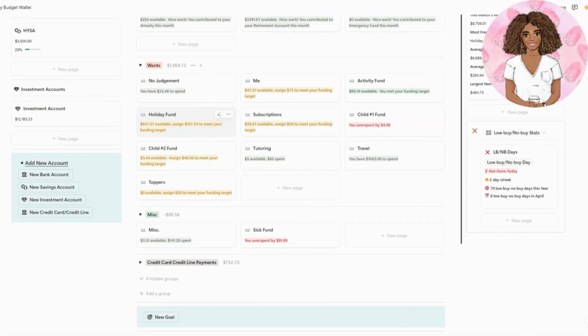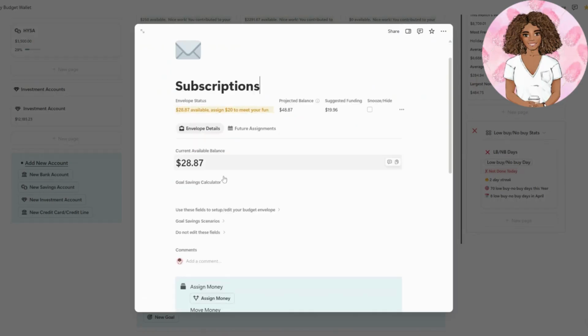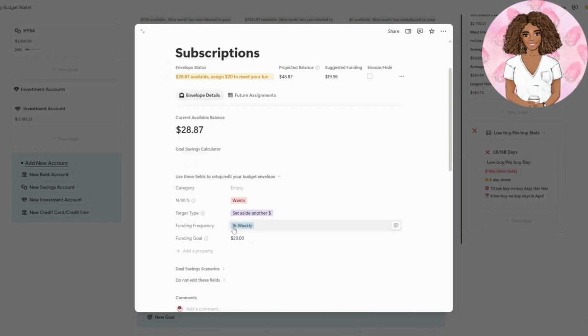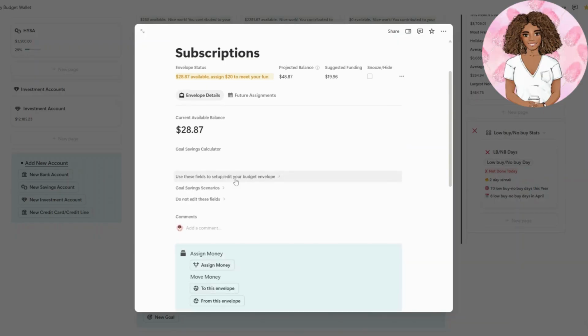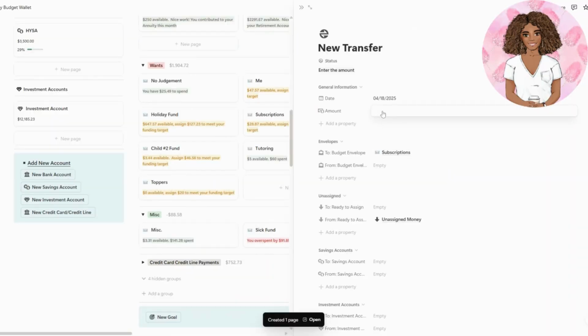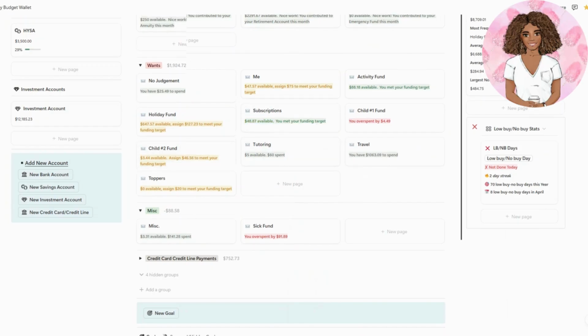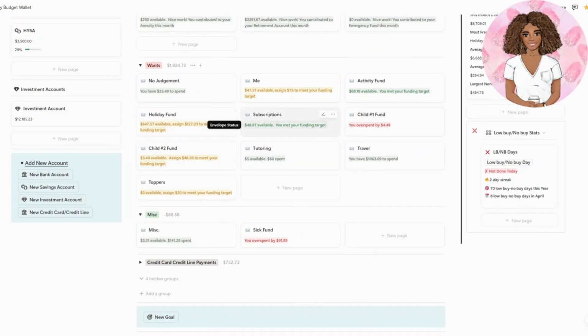Okay, and now holiday fund. I think I'm going to skip it for now and move on to my subscription. And let me just check. Yep. Okay, I'm going to put in $20 to my subscription fund. Okay, 48.87 is available.